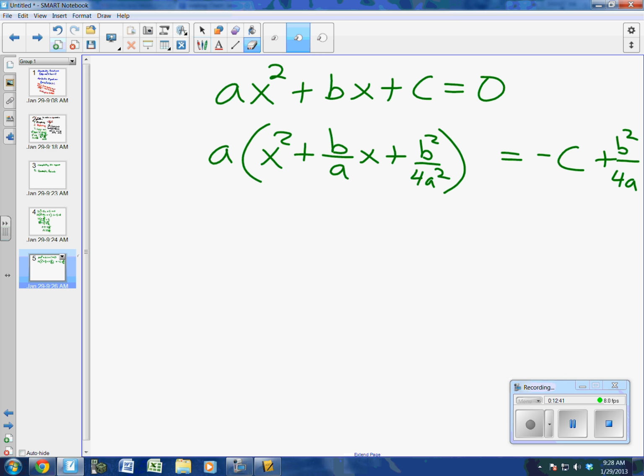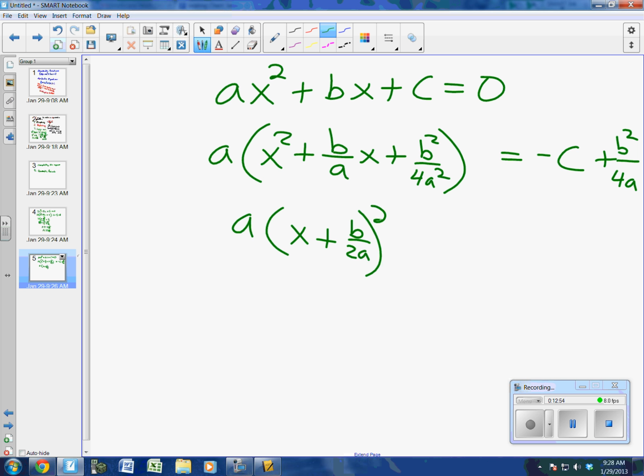Okay. Now, this is a perfect square trinomial. This factors to be x plus, what's the square root of b squared over 4a squared, you guys? b over 2a squared equals, and over there we're going to get a common denominator. I've got to put a 4a under this, so I've got to times that by 4a. So it's a negative 4ac, or plus b squared, all over 4a. Okay? That gives us a common denominator.